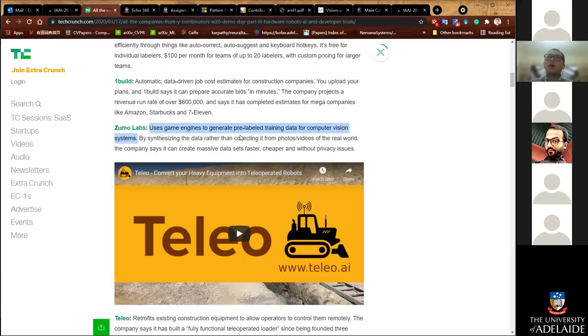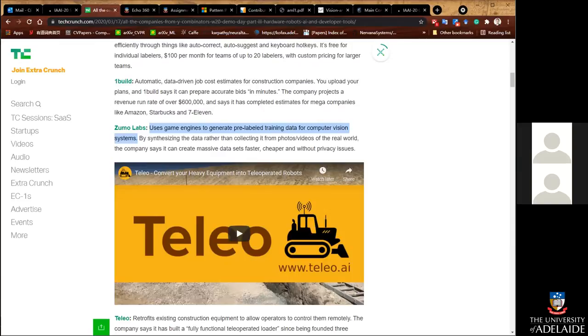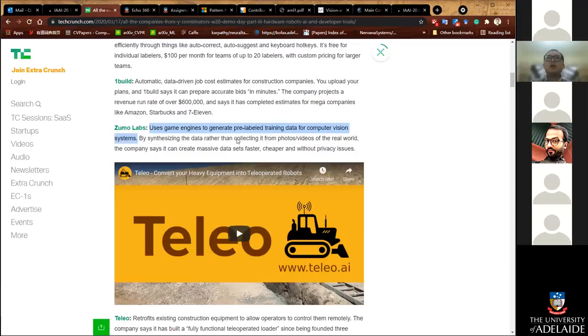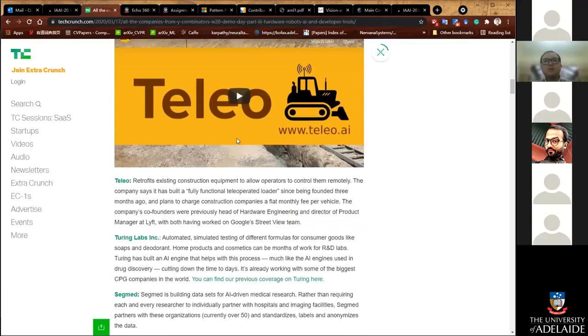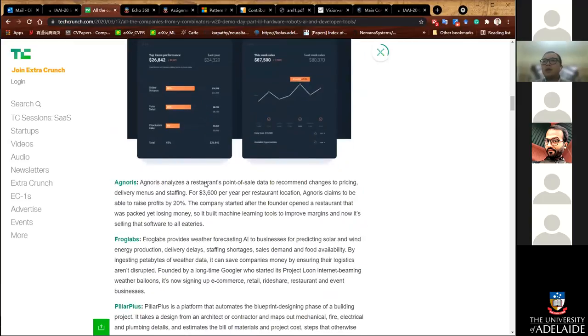So if we can use the game engine to generate more image data, it will be cheap and easy. This idea is about using a game engine and machine learning algorithms to automatically generate pre-labeled training data, so you don't need people to label them. It's a great idea.